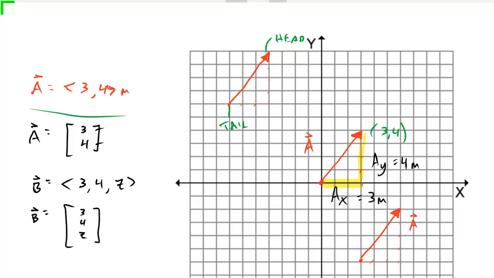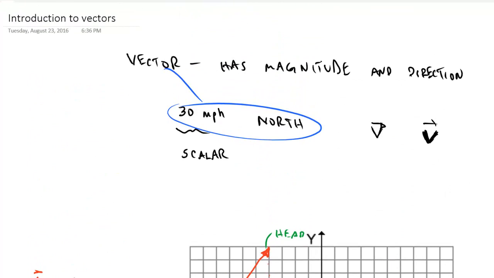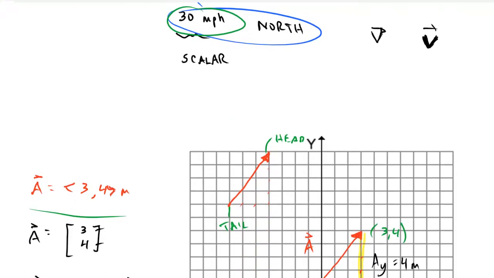Okay, if I want to find the magnitude, it's how far it's gone. So if we come back up here, the magnitude of a vector is really like this 30 miles per hour. You could think of it as the scalar portion of it. So the magnitude is just how far.